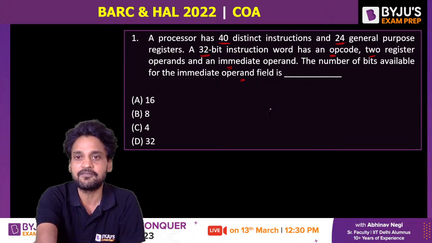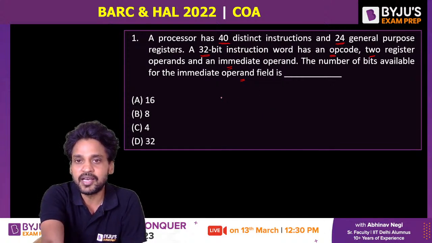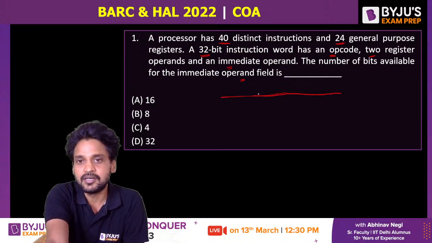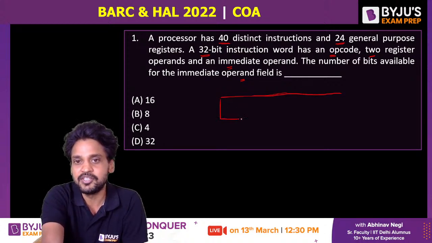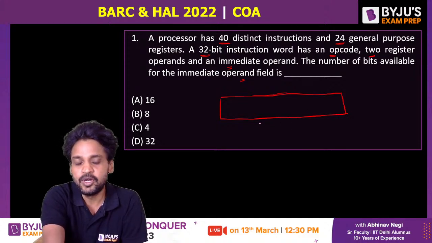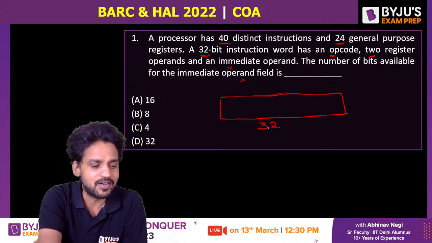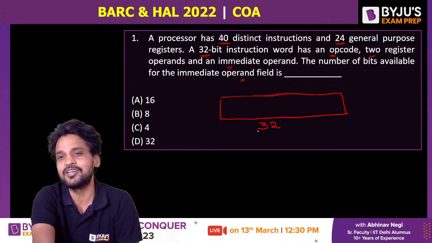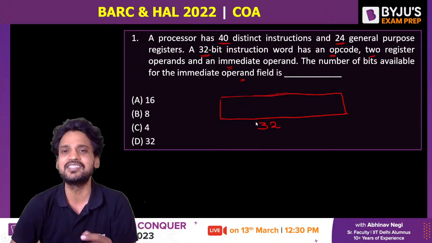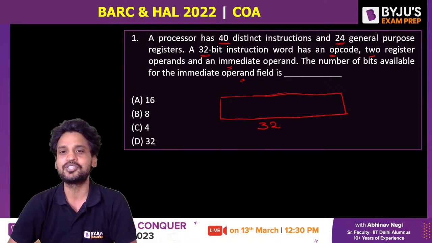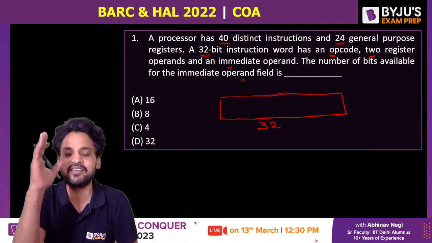Let me draw the block diagram of the instruction. The total number of bits of the instruction as given in the question is 32, right? We have a 32-bit instruction. Of course, the answer is A, but I will give you a shortcut for solving all these questions. We don't need to apply any formulas, or turn the world upside down. Simply, we can solve.